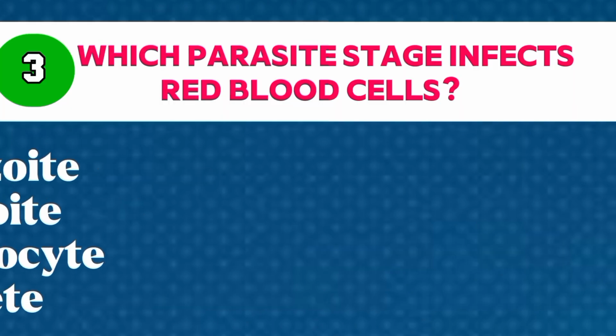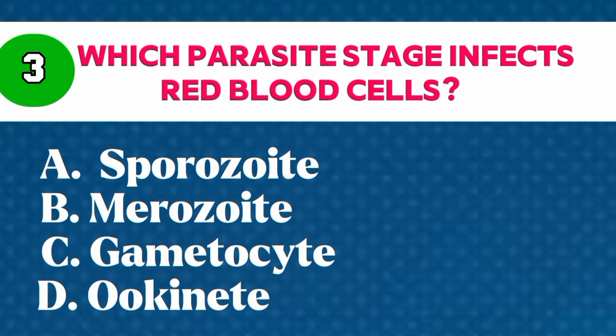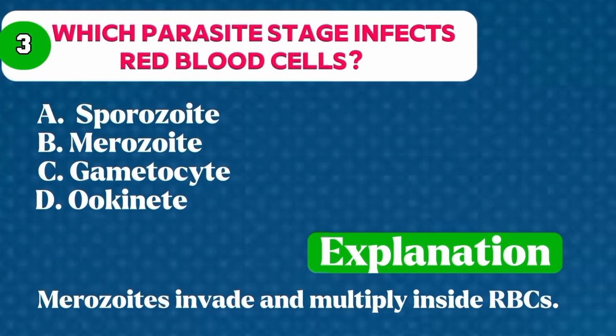3. Which parasite stage infects red blood cells? A. Sporozoite. B. Merozoite. C. Gametocyte. D. Eukaryote. The answer is B. Merozoite.